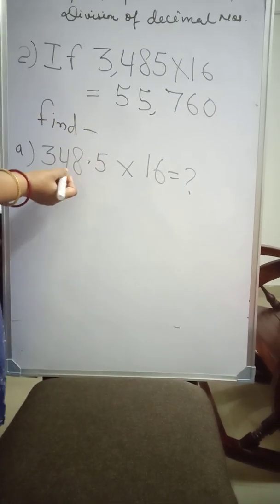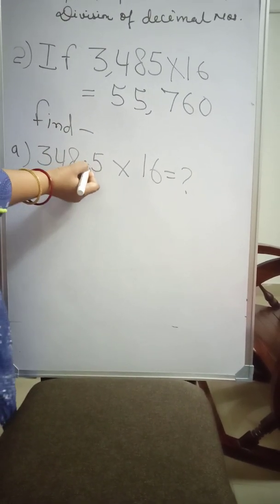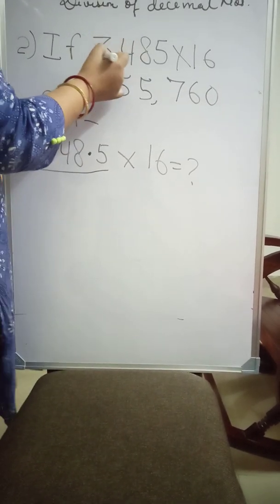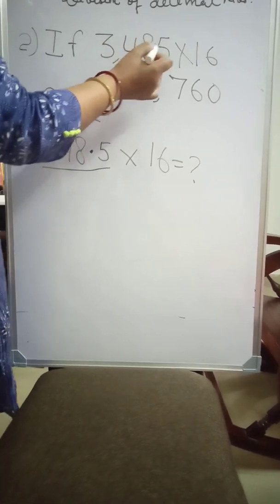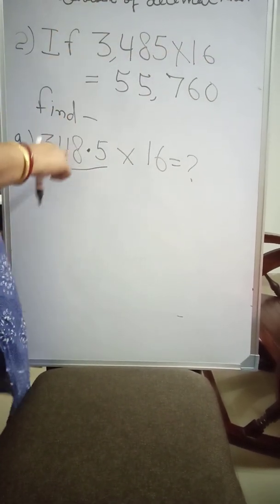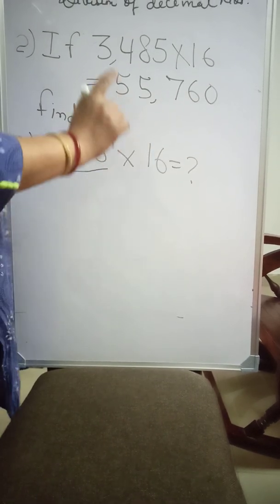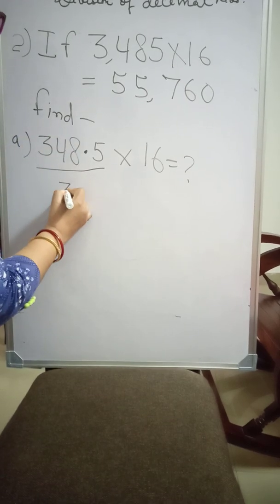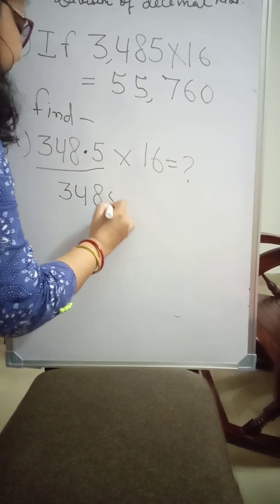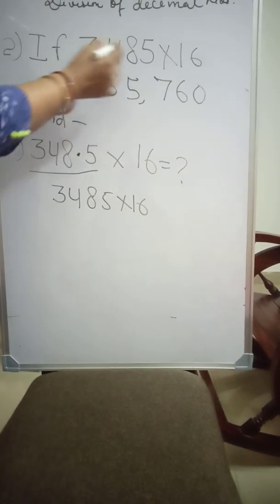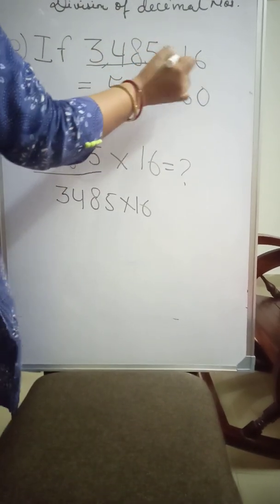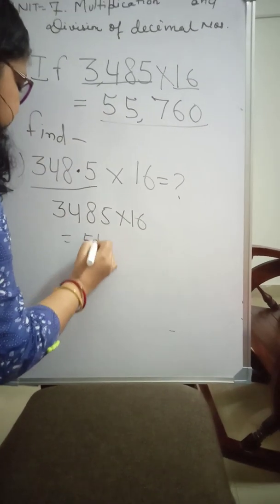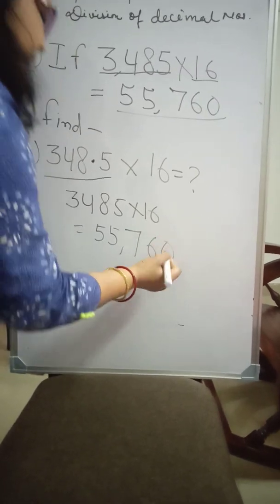Here, children, 348.5 is a decimal number, right? And this is the product of 3,485 into 16. I have told you whenever we are multiplying a decimal number with a whole number, firstly we forget about the decimal. So here we have to do the multiplication 3485 into 16, and in the question 3,485 into 16 is equal to 55,760.